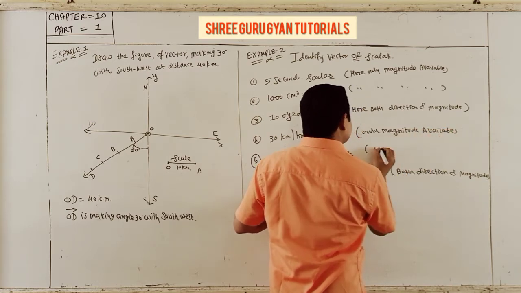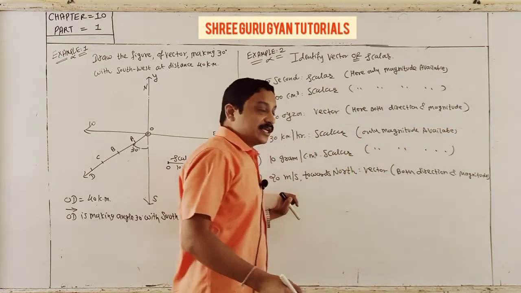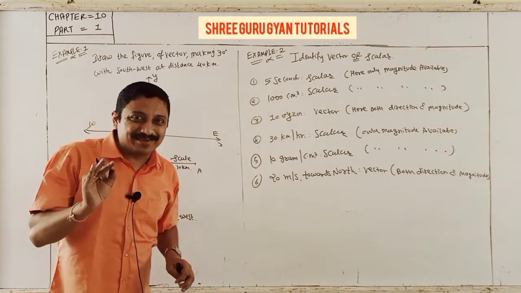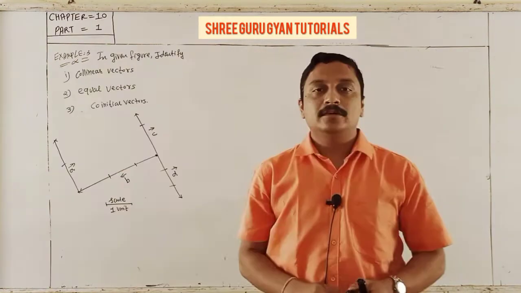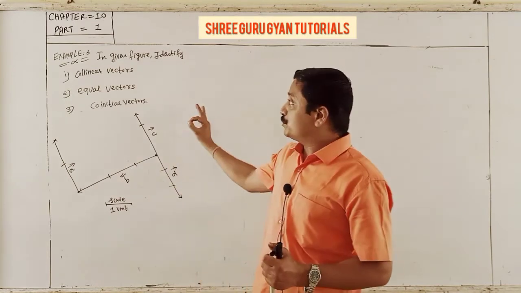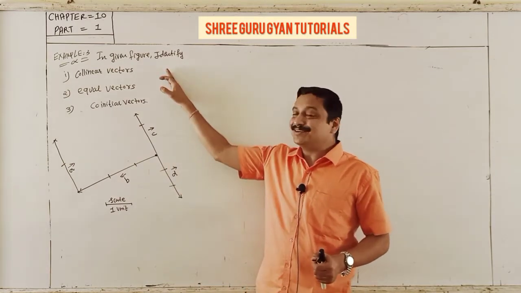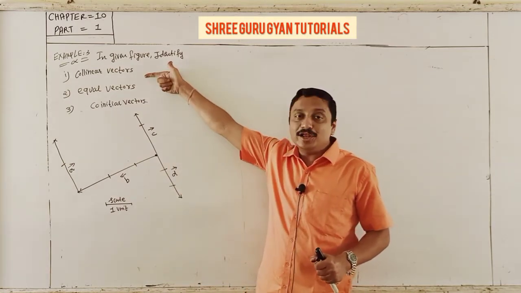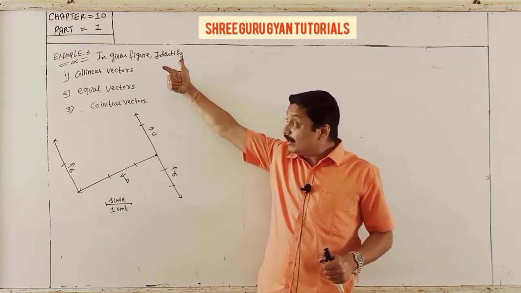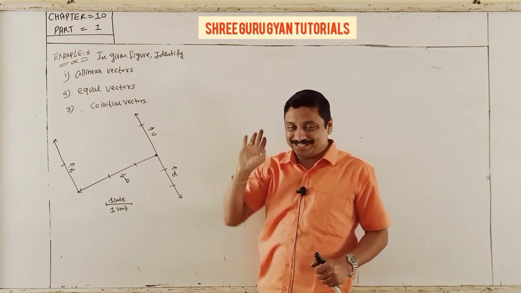And that is also the same as the upper one. So, students, our example 2 is simple, done. Now continue, students, with question number 3, example 3. In the given figure, identify collinear vectors, equal vectors, and co-initial vectors.